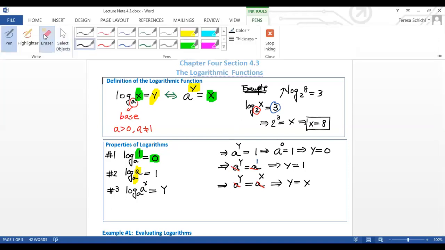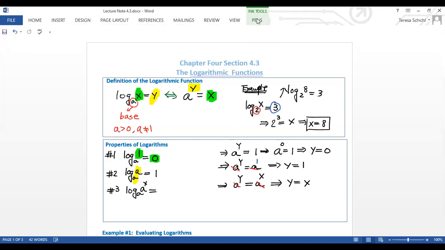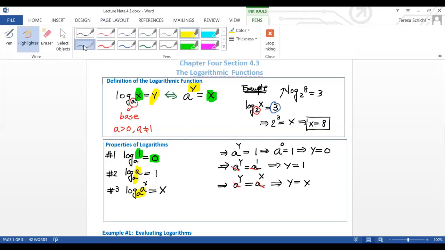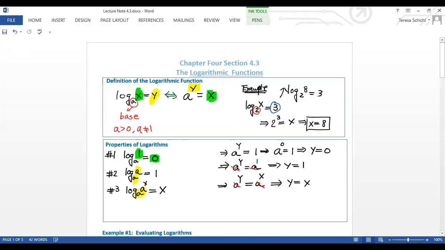So we have another very good property here. This is equal to x. It is kind of an extension of property number 2. You see here, they are the same, so you can just cross out the whole thing and it will become x here. Okay, now let's take a look at the last property here.